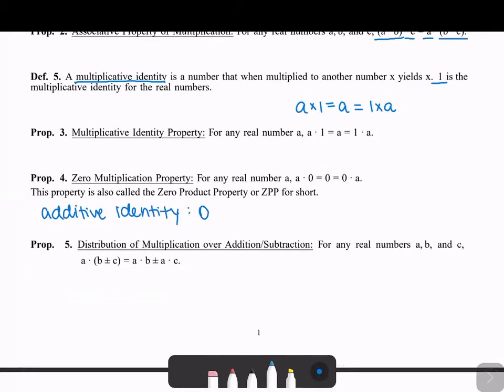So, right, our multiplicative identity, whenever we multiply it by anything, it stays the same. But now with our additive identity, it makes everything itself 0.